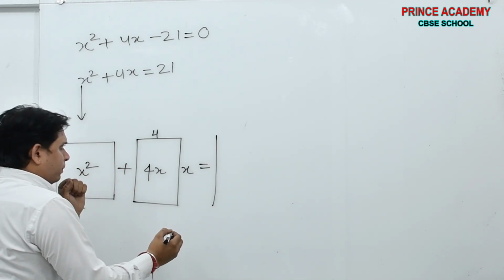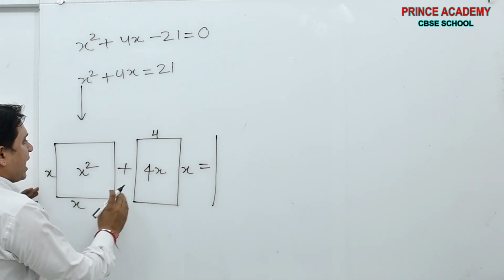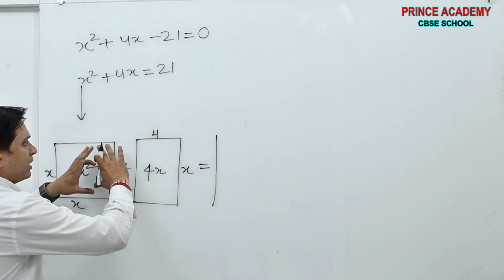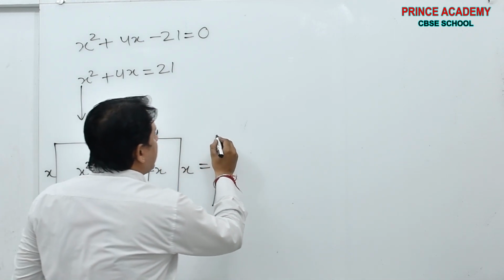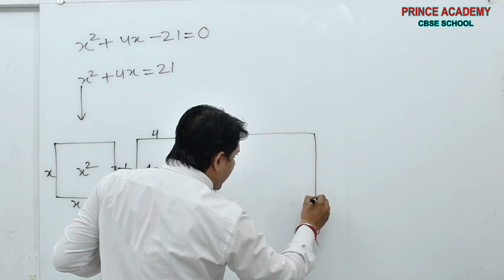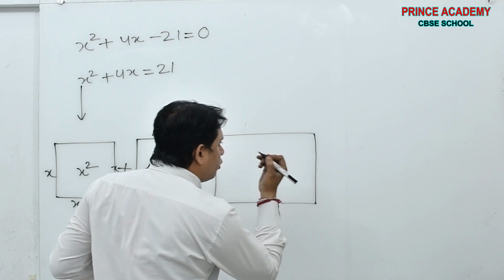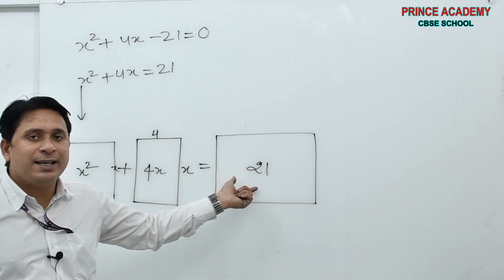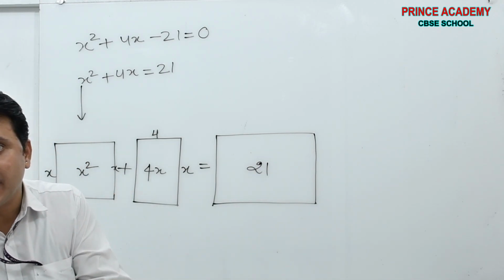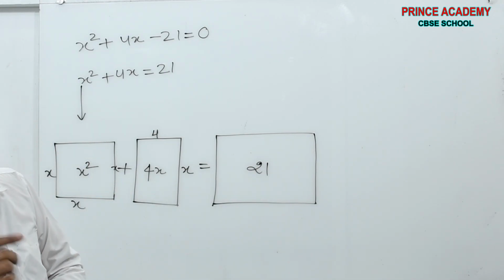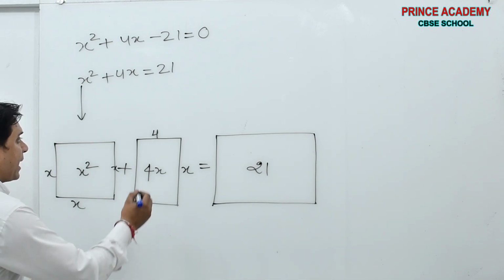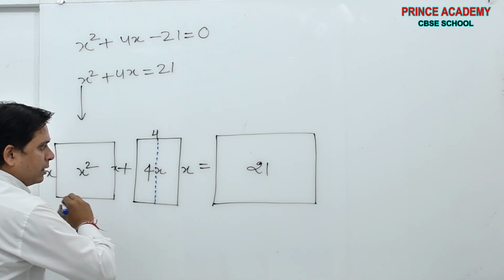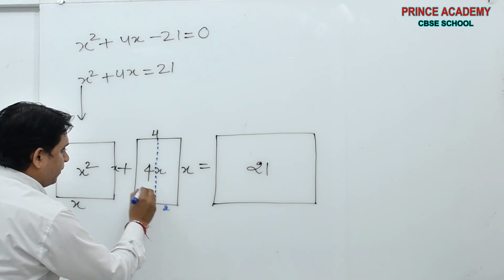Sorry beta. When we are adding, this is x, this is x, it will attach, and here you will get a rectangular shape whose area is 21. Okay, done beta. Now geometrically, what do we do? We will break this. This is x, this is 2 and 2.